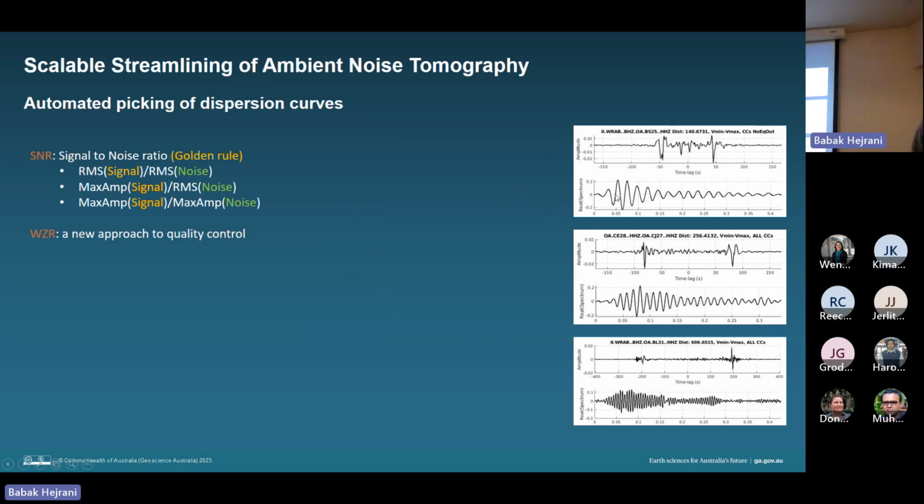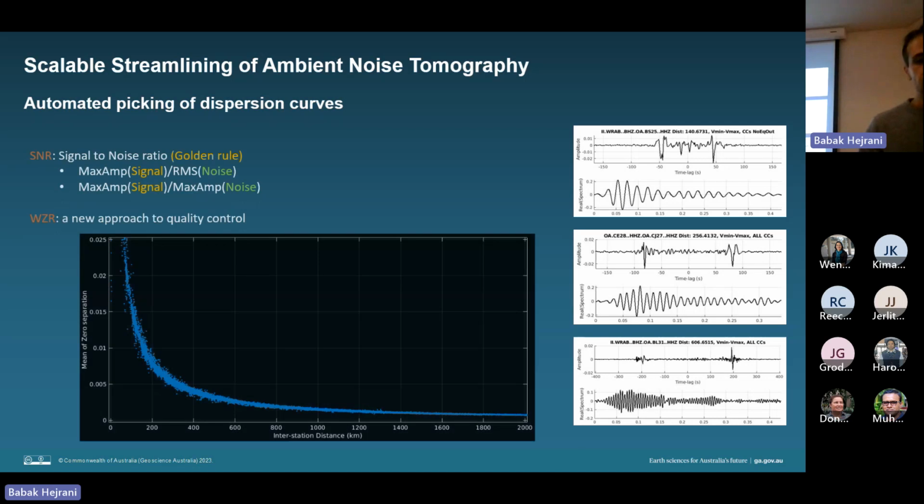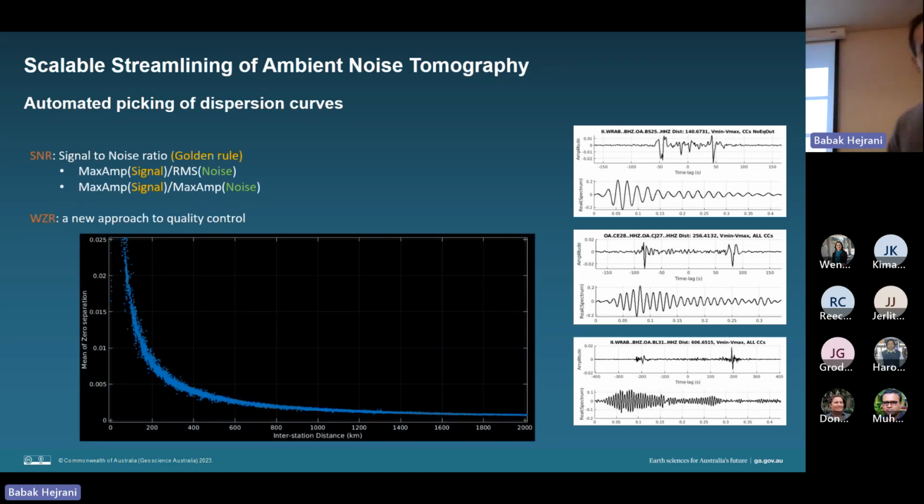And by zeros, I mean, you have to imagine a zero crossing of these waves over here. So I plotted these on an XY graph, where I calculate the mean of these zero separations for each cross correlation, and I plotted it against interstation distance. Okay, so that's the mean of zero separation. And there is a clear relationship between these two graphs.